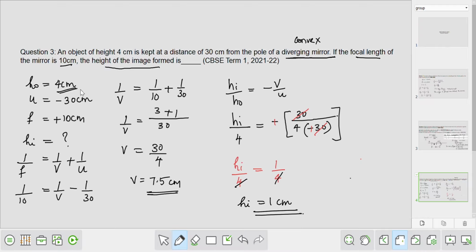Compared to the object height, the image height is very small. So we can say a diminished image is formed. And also we know that since it is a convex mirror, it always forms diminished or highly diminished images.